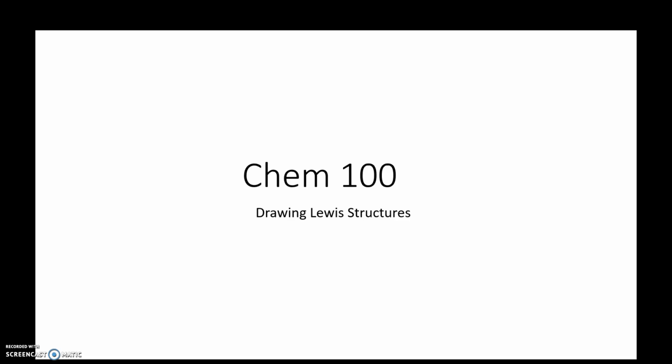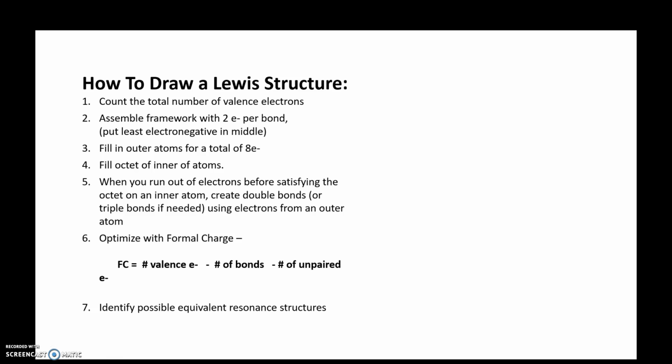Okay, today I'm going to teach you how to draw Lewis structures. Here are the basic steps for drawing Lewis structures of covalent compounds. Number 1, count the total number of valence electrons in your molecule.